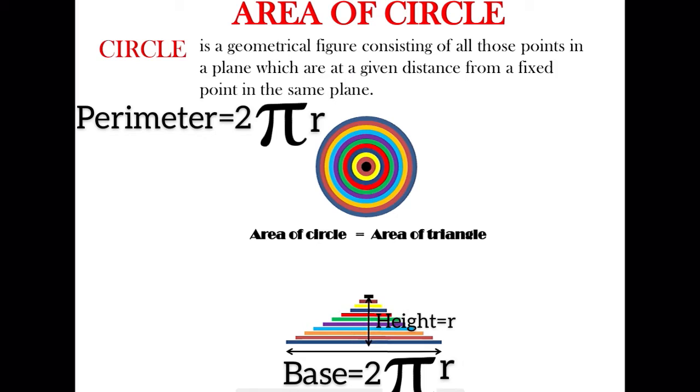But what is the area of a triangle? It is half into base into height. But here the base of the triangle is 2 pi r and the height is r. So the area of the triangle would become half multiplied by 2 pi r multiplied by r, which becomes pi r square. Hence we can say that the area of a circle is equal to pi r square.